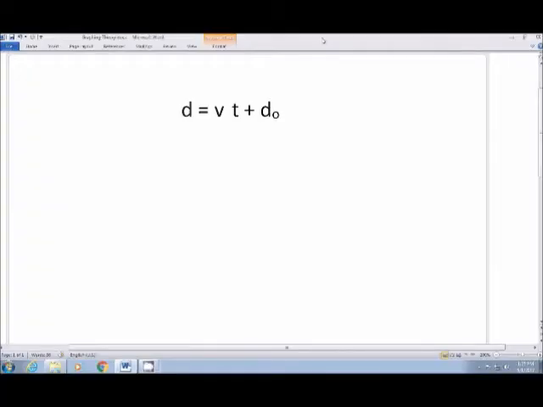So a theory is just an equation that is supposed to describe reality. So this equation describes the displacement of a body moving at a constant velocity. Now, a theory is said to be linear if it follows the pattern y equals mx plus b, the equation of a straight line on a graph.